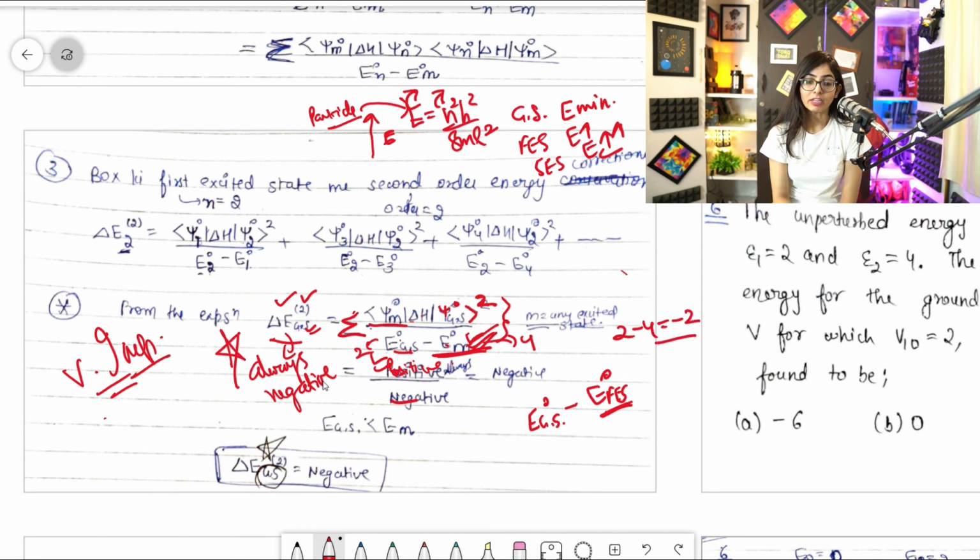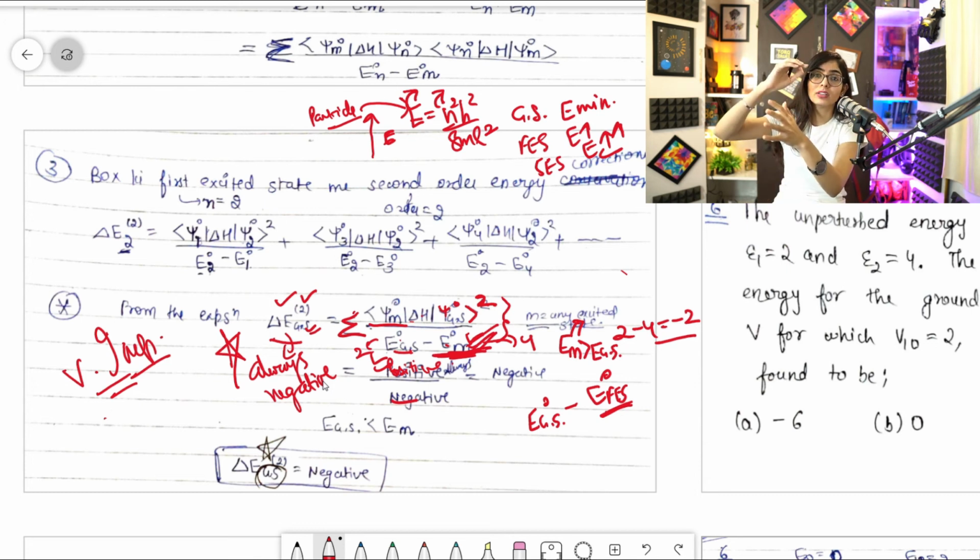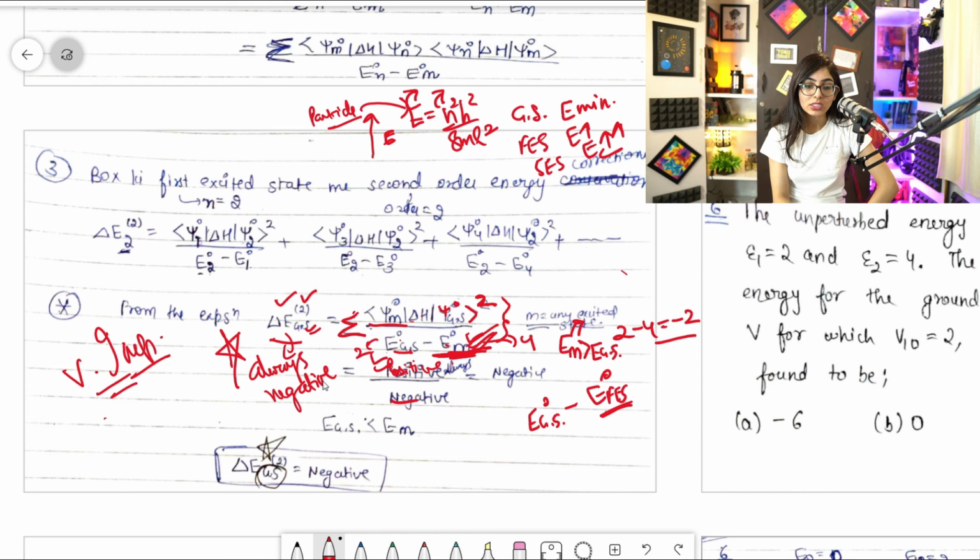Tell me, will this E_m always be more than E ground state? Because this is an excited state, and with N increasing, the larger the number of the excited state, the more the energy of that system will be. Clear? So this will be greater than E ground state.